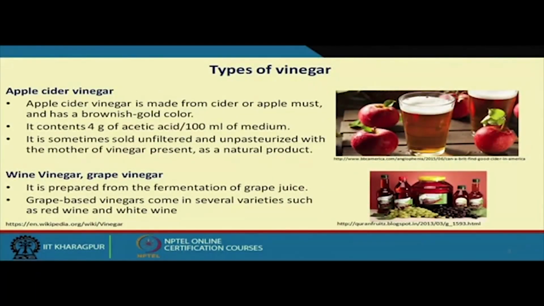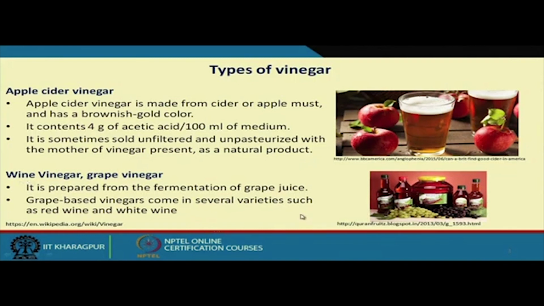Now, typical types of vinegar. We have apple cider vinegar. Apple cider vinegar is made from cider or apple must and has a brownish gold color. You can see how the apple cider vinegar looks, and it contains 4 gram of acetic acid per 100 milliliter, and it is sometimes sold unfiltered, unpasteurized, with the mother of vinegar present as a natural product. So this is how it looks.